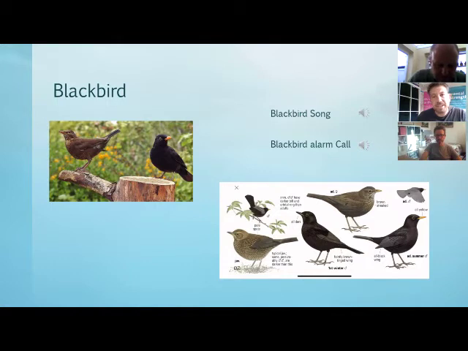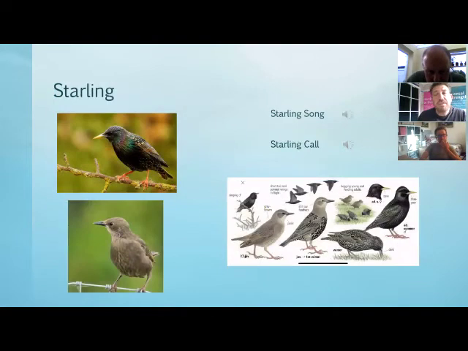That's the blackbird alarm call there. So again, it's that melodic sound, often delivered from rooftops, perched on rooftops, or very high trees in the wood. Often the earliest bird to start singing as part of the dawn chorus. The first ones are robin and blackbird typically. So moving on to the starling.